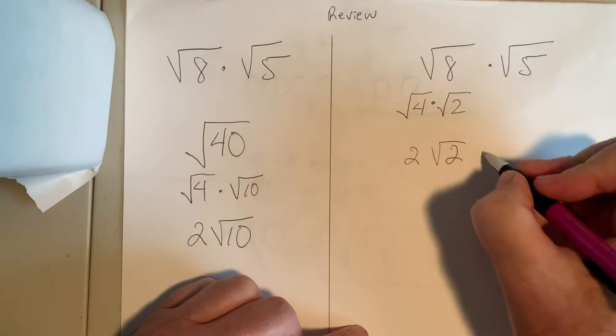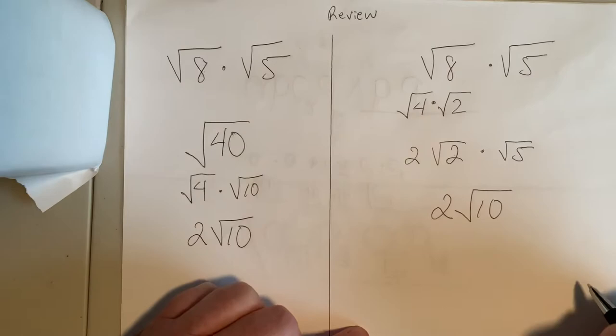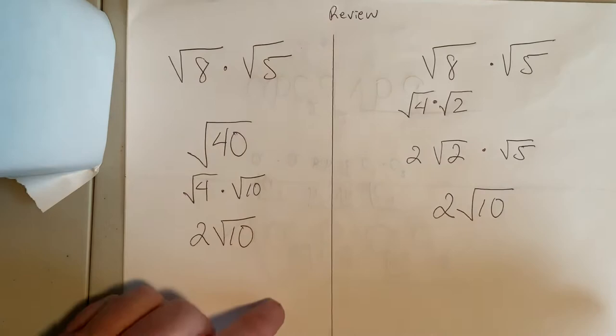Well, we're going to multiply this by radical 5. So we multiply what's underneath the radical sign, what's inside, and that's going to give you radical 10. So this ends up being 2 radical 10, which we know is the answer over here too. Two formats of doing it, both render the same answer. You choose the way that is easier for you.